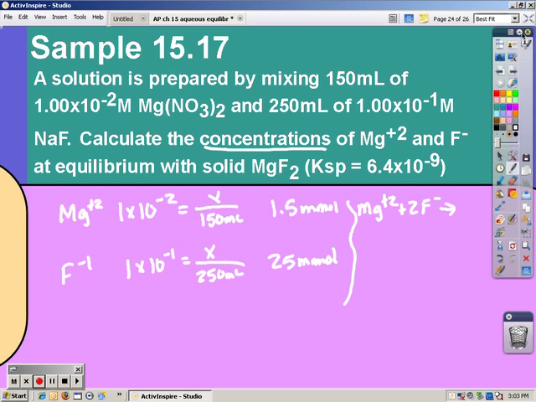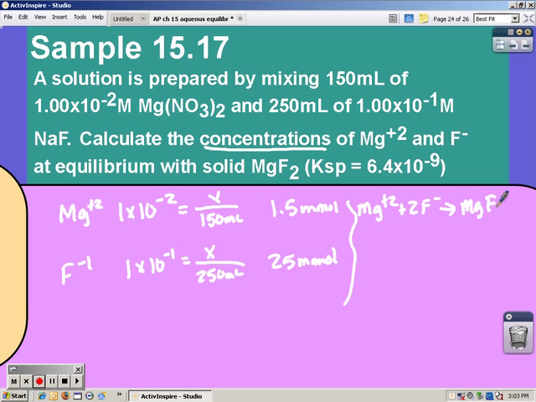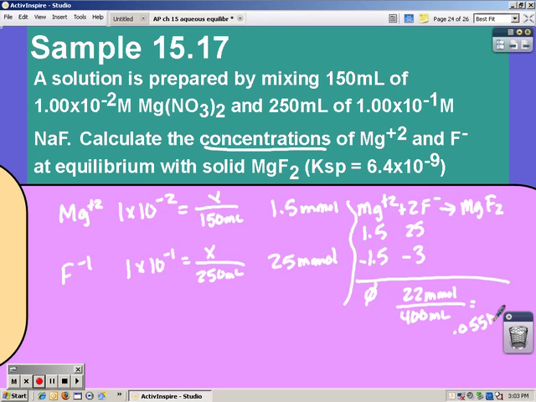So magnesium and fluorine go together like so to make magnesium fluoride. We know the millimoles of each of them, and we're going to react them until one of them runs out, which will be magnesium since it's smaller. We don't care about the product because it's a solid and solids aren't in our equilibrium expressions. Once we get our millimoles after it reacts, we need to divide by total volume. So magnesium will run out and we'll still have 0.055 molarity of fluorine in the beaker.